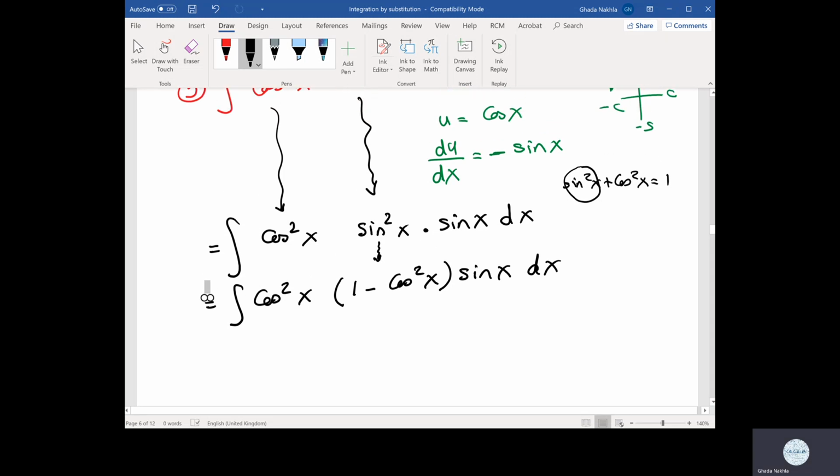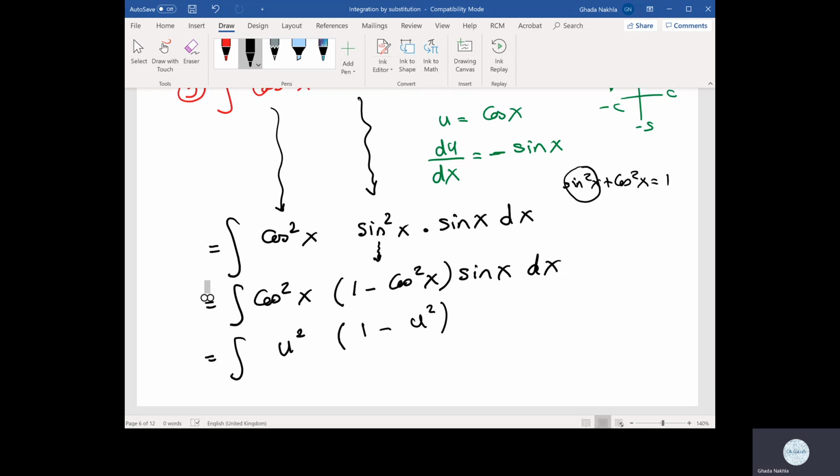Now let's try and substitute. Cos squared is straightforward. I can go u squared. So I'm integrating u squared. Right, 1 minus cos squared, again, another straightforward one. It's 1 minus u squared. I know cos is u, so cos squared is u squared.